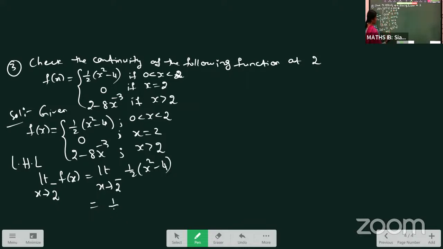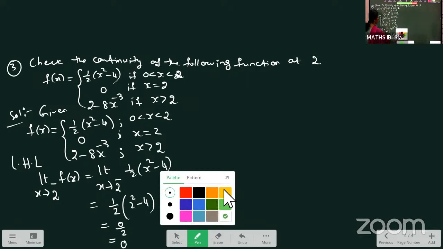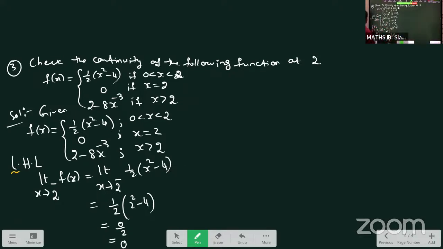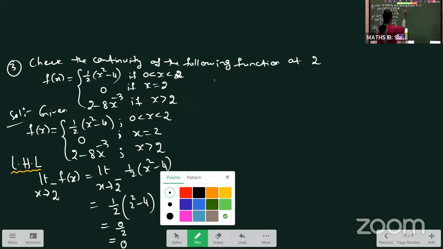When you are substituting 2, we have to remove this limit term. Half of 2 square minus 4. So 4 minus 4 is 0. 0 by 2 is equals to 0. So left hand limit, we got it as 0. Next, right hand limit we have to find out.